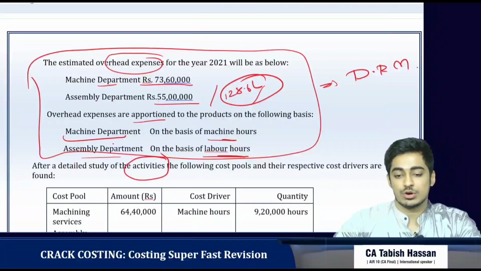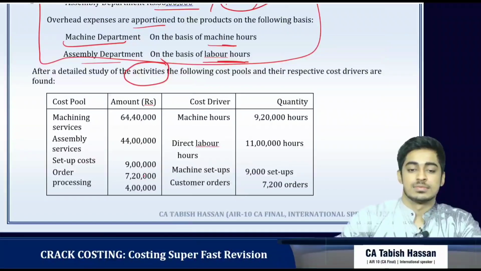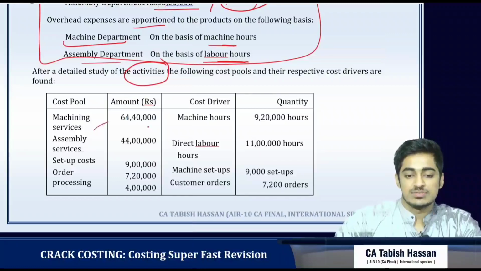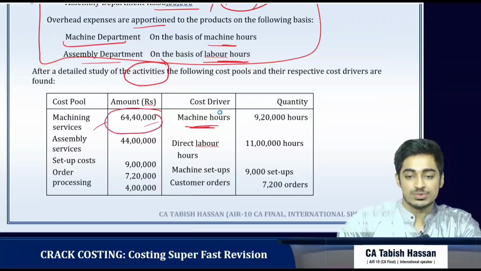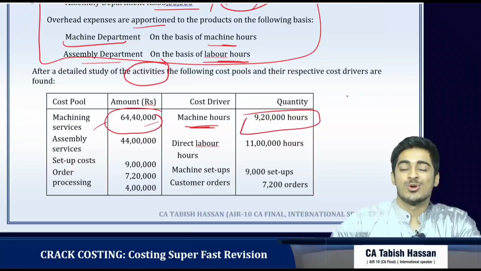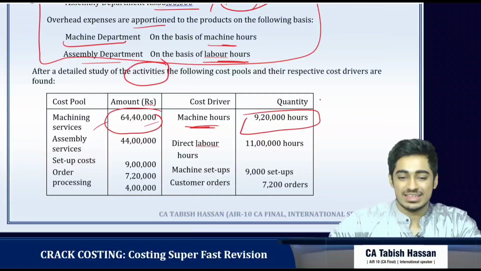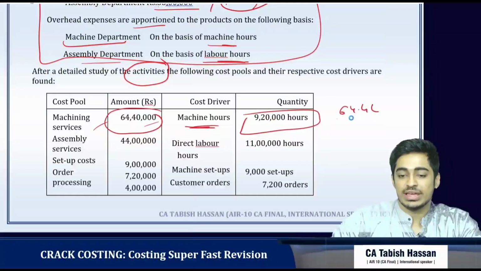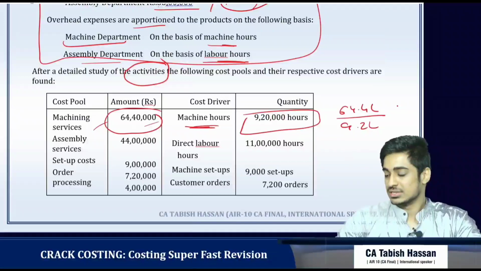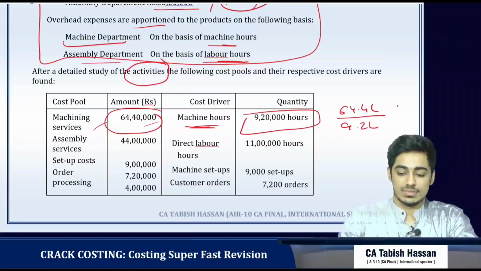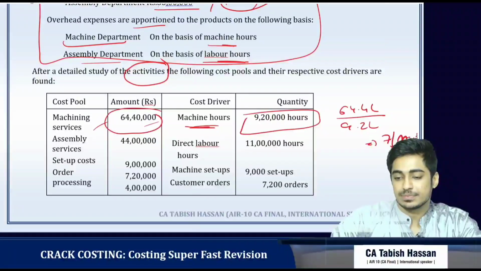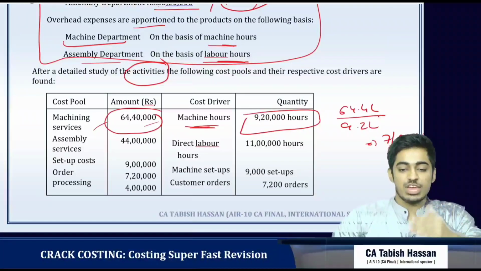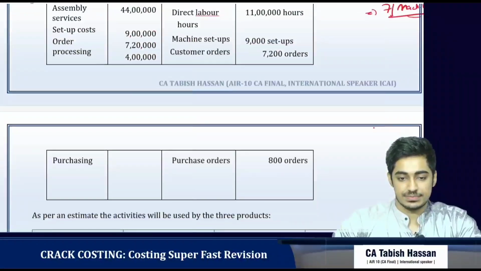Okay, so they've given the cost pool and the cost driver. So this is the cost pool for machine servicing. They've given the amount and they've also given the driver. See, it's very simple. They've given the cost pool, they've given the driver. What do we have to do to get the activity cost driver rate? Activity cost pool 64.4 lakh divided by 9.2 lakh hours. We get it at 7 per machine hour. Simple. Same we have to follow for all these things, right?